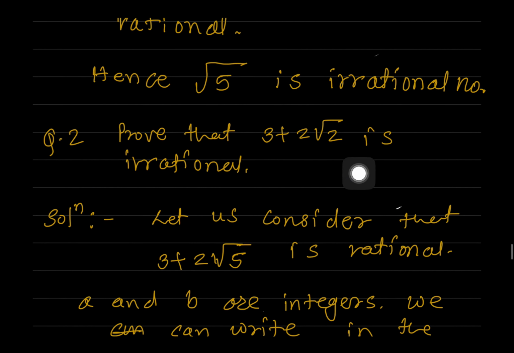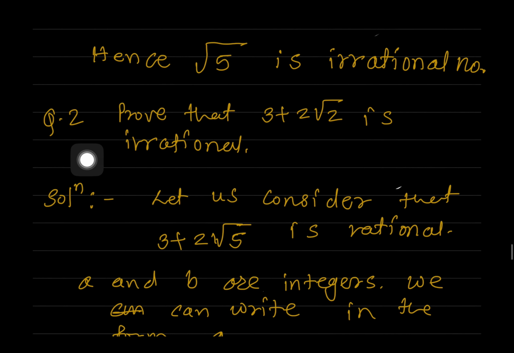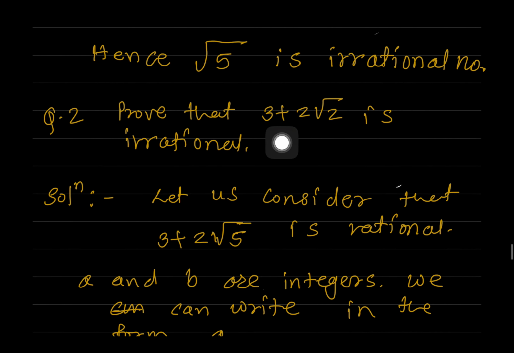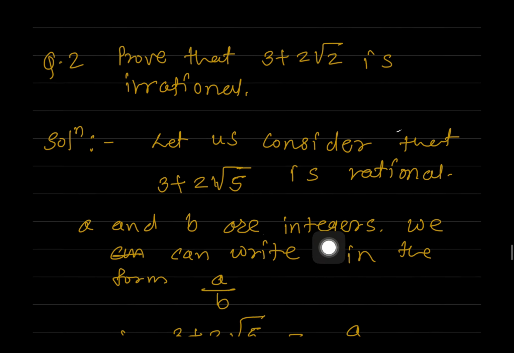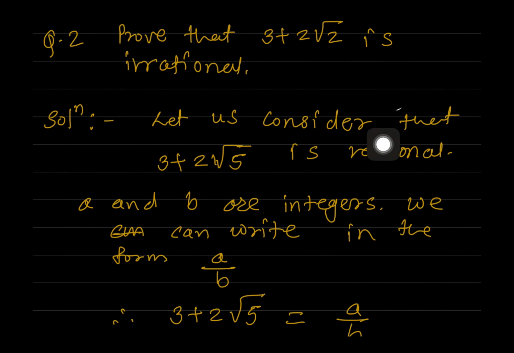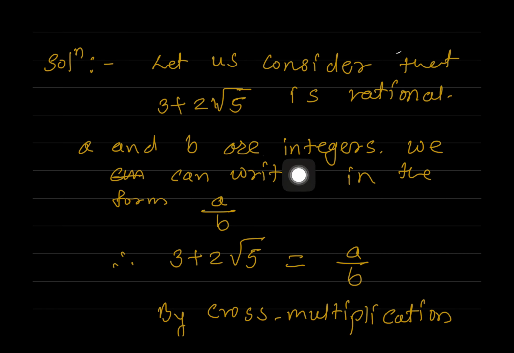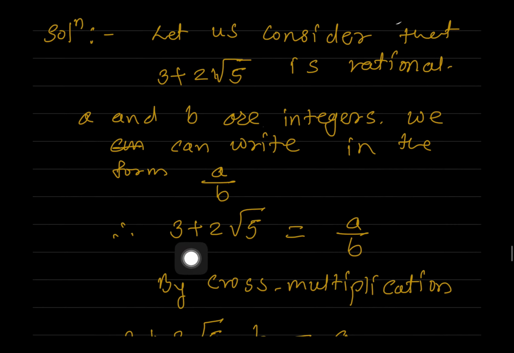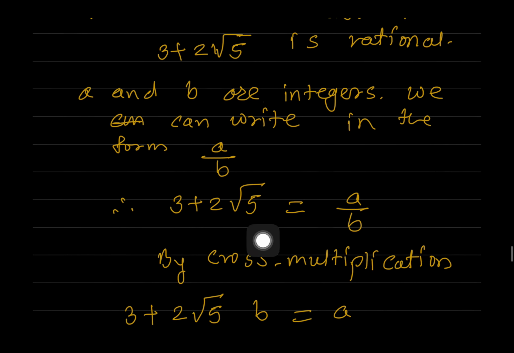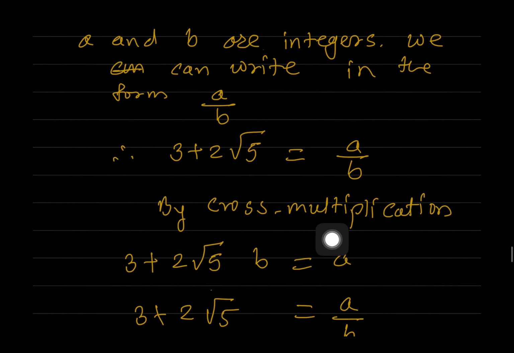Now the same way we have to solve this problem also. Now question number 2: prove that 3 plus 2 root 2 is irrational. Let us consider that 3 plus 2 root 5 is rational. Then a and b are integers, and we can write it in the form of a upon b. Therefore 3 plus 2 root 5 equals a upon b.